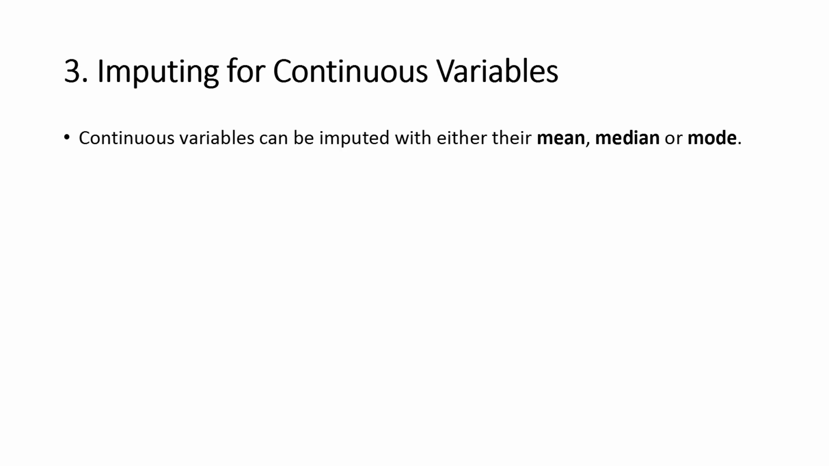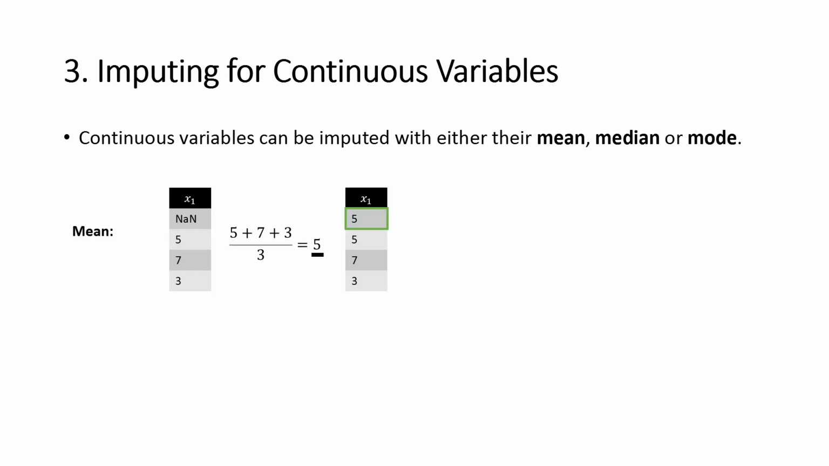Continuous variables can be imputed with either their mean, median, or mode. As an example here, for the mean, if we have 4 values under the variable x1, where we have one missing value, we simply take the sum of the non-missing values in that variable and divide it by the number of non-missing values, which in this case is 5 plus 7 plus 3 divided by 3, which gives us 5. And so we impute 5 in the first observation.